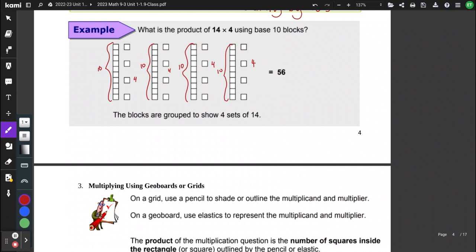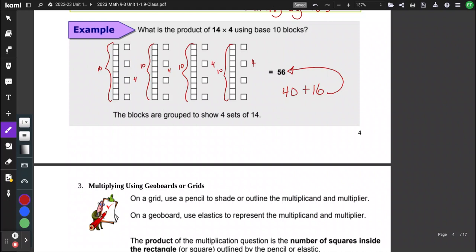Now all we have to do is literally add them up. So how many 10 bases do I have? 4, so that's 40. Now I've got to add up all the little ones. Plus 16, because I've got 4 plus 4 plus 4 plus 4. That gives me 16. So 40 plus 16 gives me my 56.